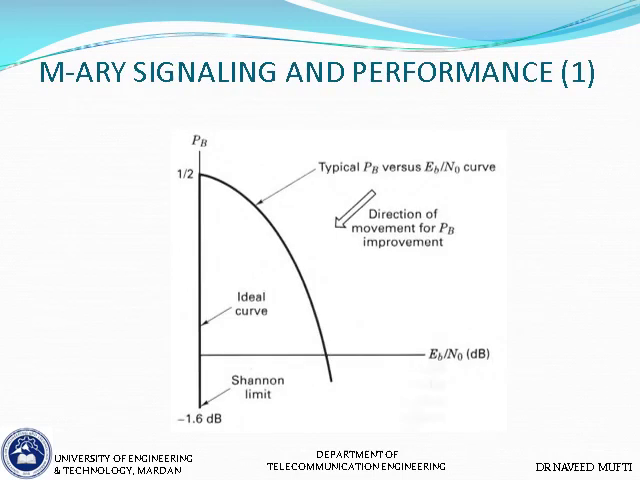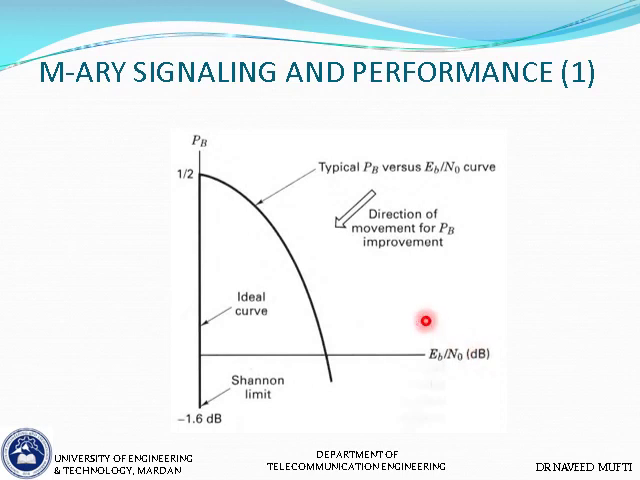Now coming over to the discussion on M-ary signaling and performance. The first thing that we should be clear about is this curve. It is the curve of probability of error versus Eb/N0, our normalized SNR. The typical probability of error versus Eb/N0 curve will have a waterfall shape. So the probability of bit error characteristics of various binary modulation schemes in AWGN will show a similar waterfall shape.